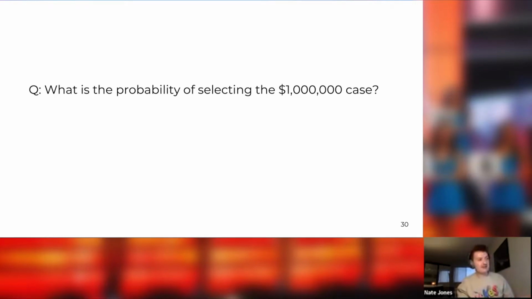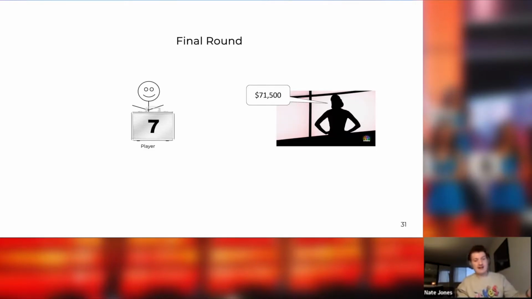So at this final round, you have your case, and there's only one other case on the stage. That means there are 2 cases in total. And you say no deal, and you might think, if there's one case that's unknown and it has $1 million and the other one has $1, what's your probability of having the $1 million case? So you might initially, gut reaction, say 50-50 chance. I think that makes sense.